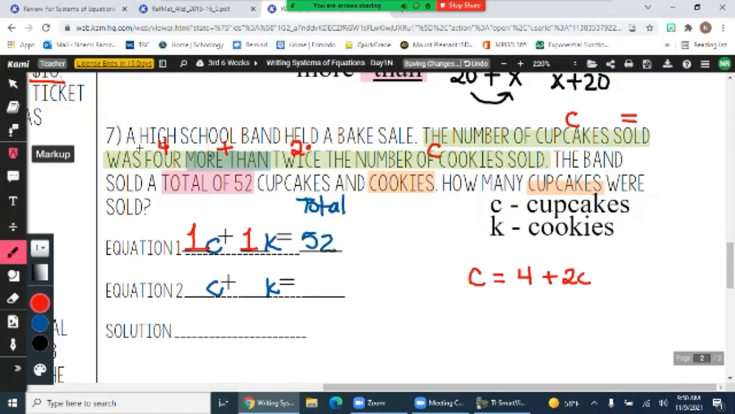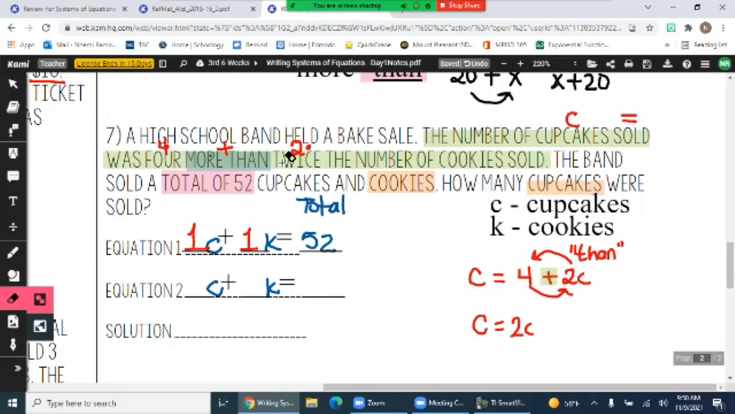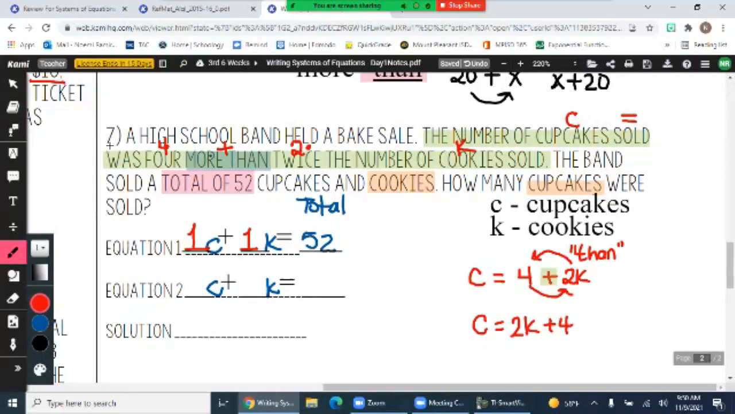But because of this keyword, because of this turnaround phrase, this is actually supposed to be written the other way because of the word than. So I'm going to write C equals 2, my bad, cookies is K, so this is K. So 2K plus 4. Now, because of standard form, I have to move both variables to the same side. So I'm going to subtract 2K, and you will have 2 more examples of this.